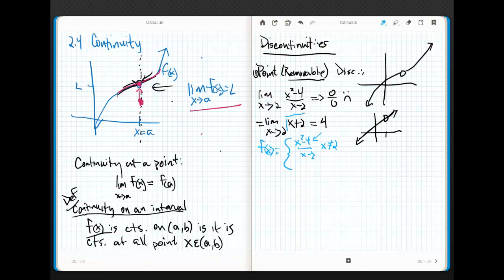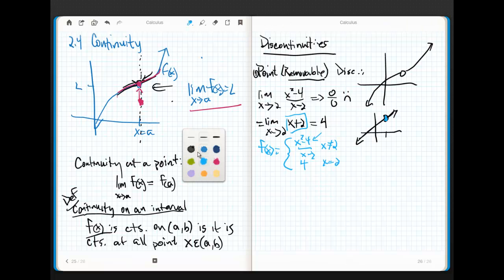Now, this guy is defined at x equals 2, but these two aren't the same. This function has a hole right here. This function has no holes. And then all I do is fill the hole. I just stick in the value of the limit when x equals 2. And what does that do? Whoop! It just fills the hole in. Guess what? I got myself a continuous function. All right? So that's an example of a discontinuity that can be removed.